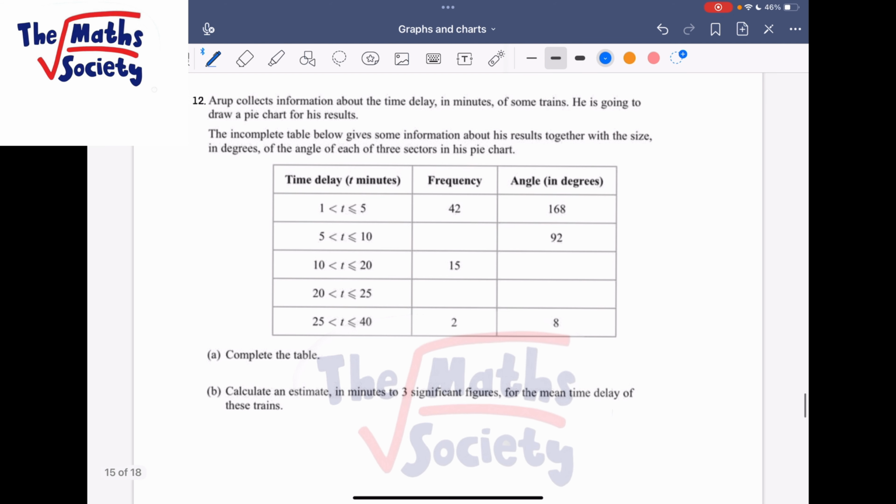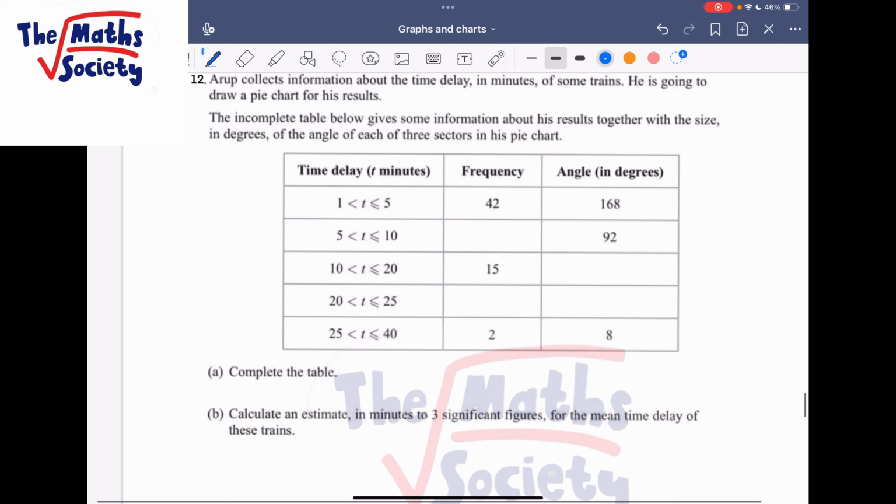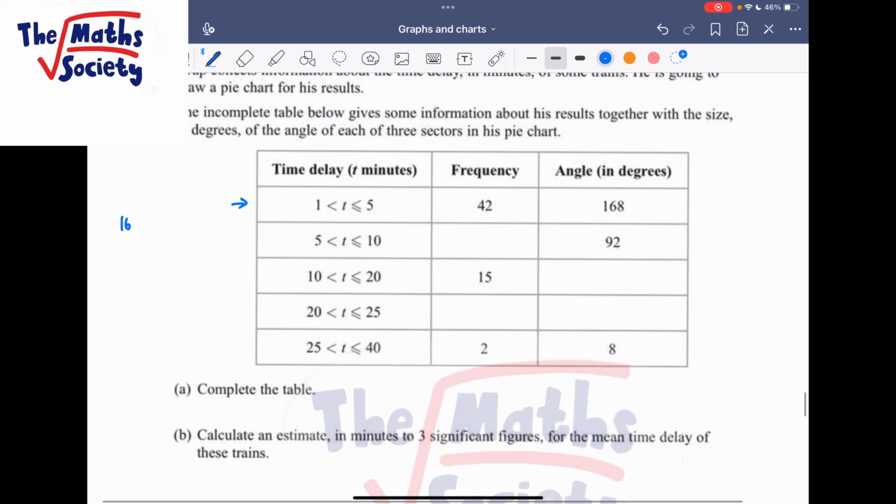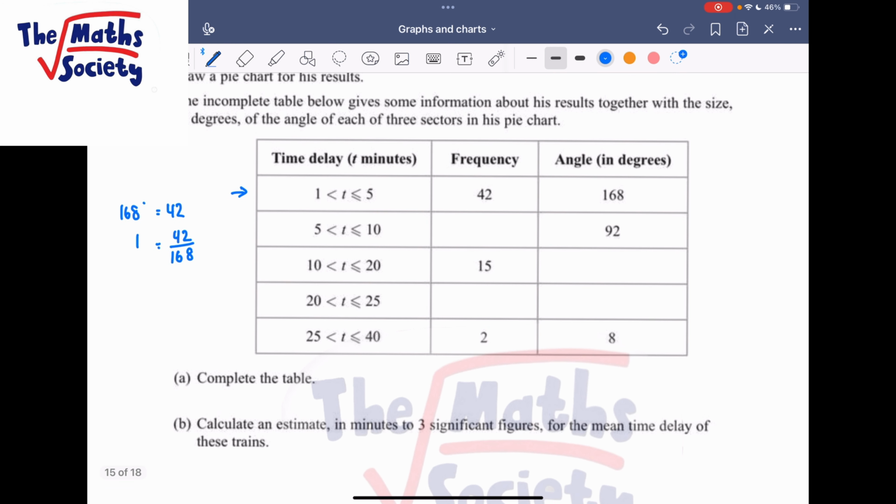Okay, so for this question, it says that Arab collects information on the time delay in minutes. He drew a pie chart. We just need to know the angle in degrees, the frequency, and time delay. So rather than frequency density, they've converted it into angles. Here they've given you the first one, time delay, if it's a 42 frequency, you get an angle of 168. So 168 degrees is equal to 42. So if you want 1, you just divide 42 by 168. And then you can multiply for each and every one, which is like 92. Then it means you get a frequency of 23.